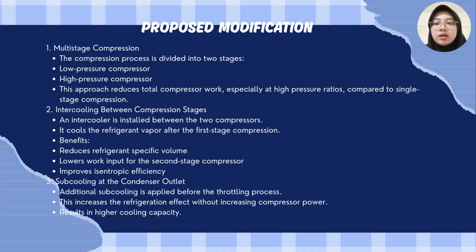3. Subcooling at the condenser outlet. Additional subcooling is applied before the throttling process. This increases the refrigeration effect without increasing compressor power, resulting in higher cooling capacity.